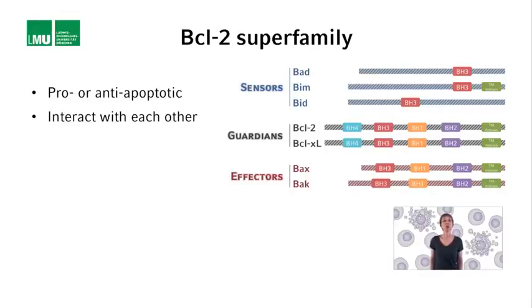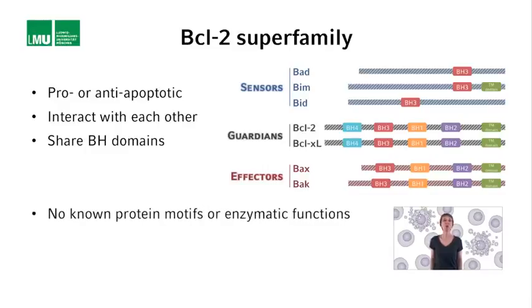Members of the family furthermore share homology domains, the BCL2 homology or BH domains, but apart from that, at least at the time they were identified and functionally characterized, their sequences did not reveal any known motifs or enzymatic functions. However, what did turn out to reveal a potential mechanism of action were structural studies. Structural studies revealed structural features of members of the BCL2 superfamily that were similar to the structural features of proteins of known functions and/or known activities.